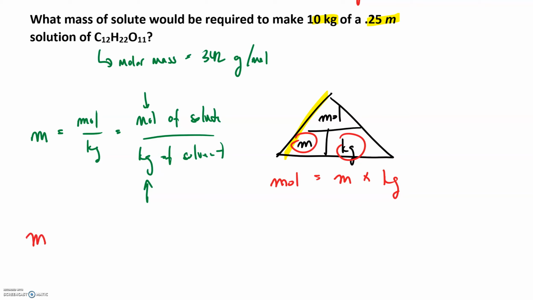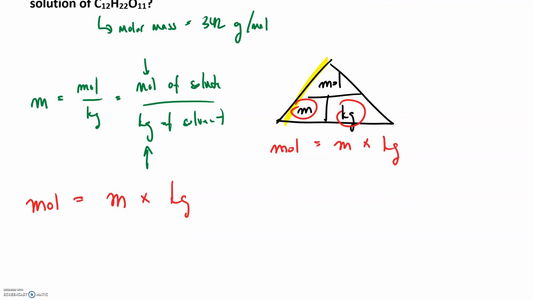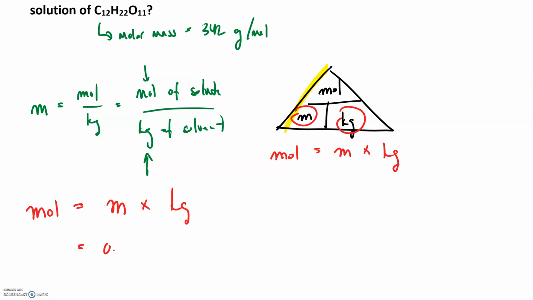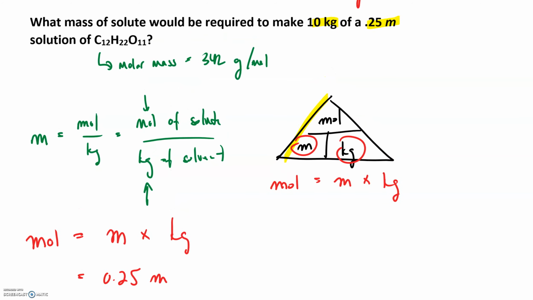So we're going to plug it into our equation. Moles is equal to molality times kilograms. We have a 0.25 molal solution, it says right there, and we have a 10 kilogram solvent. That's 2.5 moles of our solute, which is clearly that stuff. That's what goes into our solvent.